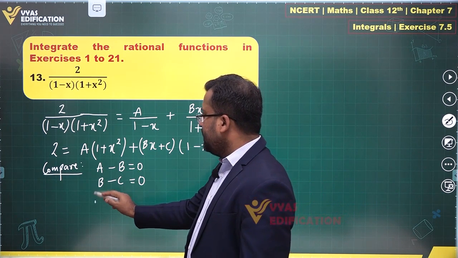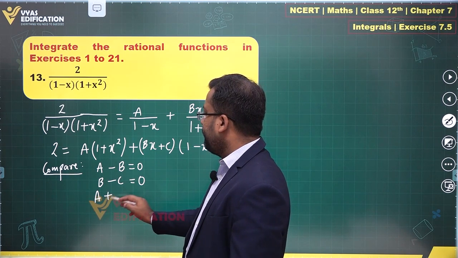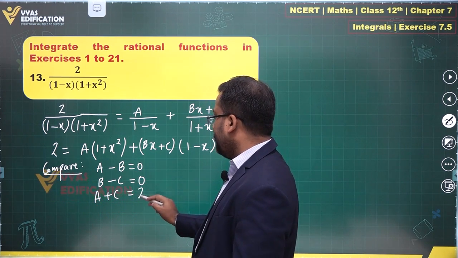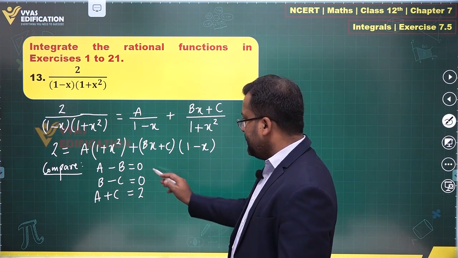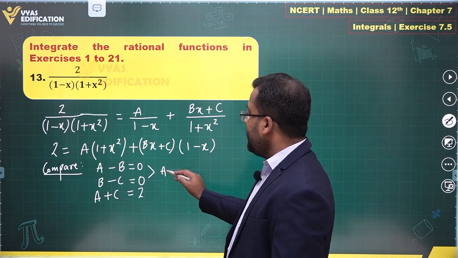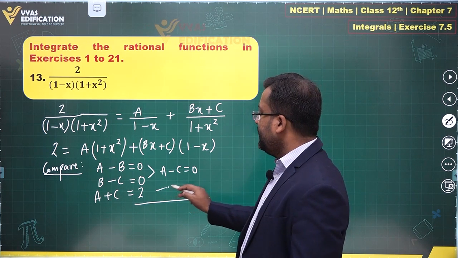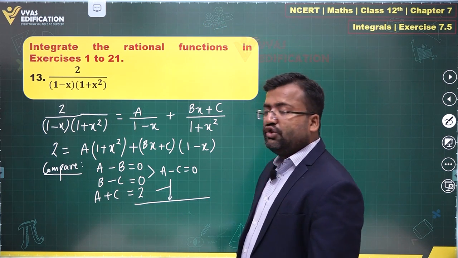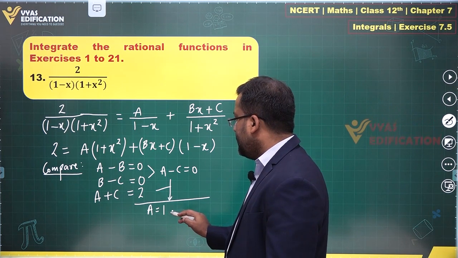On the right hand side, the constant term is a, and you have plus c over here, which is equal to 2 over there, right? This is what you have. Okay, seeing these three equations, what I observe is, these can be added to eliminate b. So what I'll get is a minus c is equal to 0. Using a plus c equal to 2 with this equation, what do we get? So 2a will be equal to 2, and a will be equal to 1.